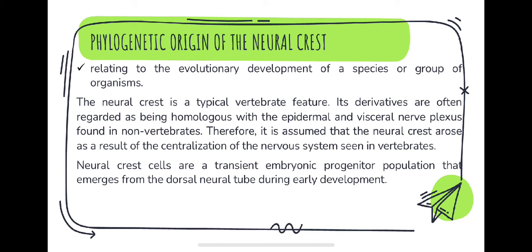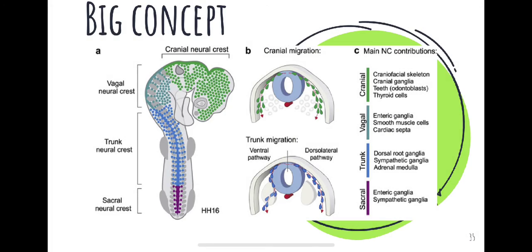seen in vertebrates. Also, neural crest cells are a transient embryonic progenitor population that emerges from the dorsal neural tube during early development. This is the big concept of the neural crest. So in this illustration, we can see where the major derivatives of neural crest are located, how the migration of neural crest occurs, and the main contributions of the major derivatives of neural crest.